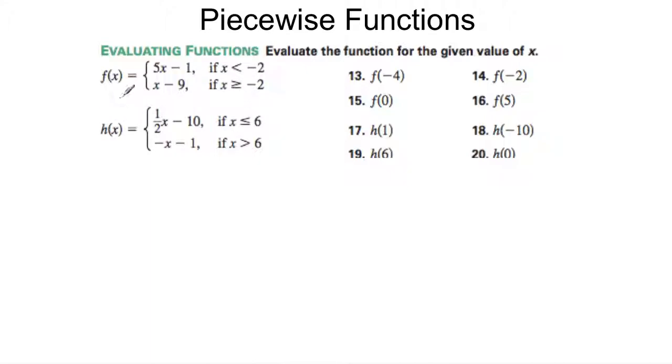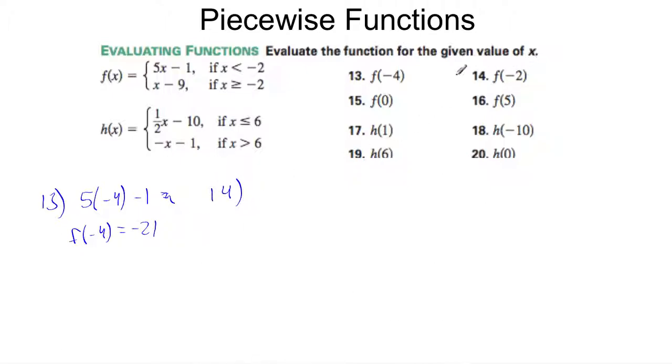So if I look here, f of negative 4. Negative 4 is less than negative 2, so I'm going to plug it into this top equation. So I get, put my work down here, 13. I'm going to get 5 times negative 4 minus 1. So f of negative 4. This is negative 20 minus 1 is negative 21.